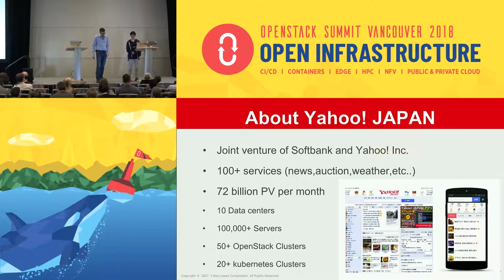We run many services, for example, news, auction, weather. There are over 100 services. We have 72 billion page views per month, 10 data centers, 100,000 servers, and over 50 OpenStack clusters. Most of our services run on OpenStack. Currently, we are migrating our application infrastructure from OpenStack to Kubernetes and Cloud Foundry.